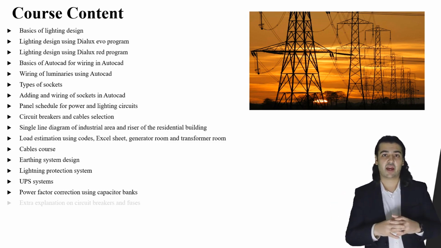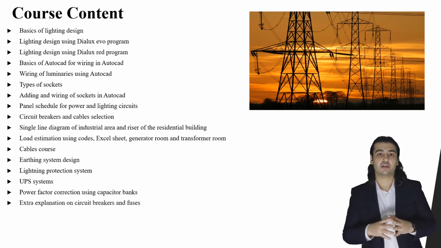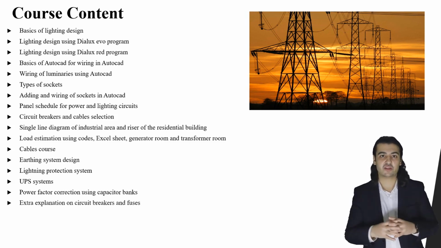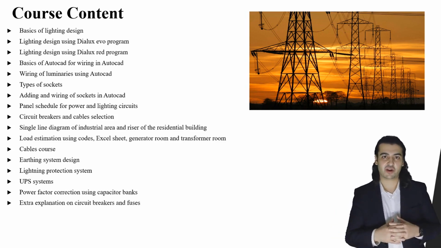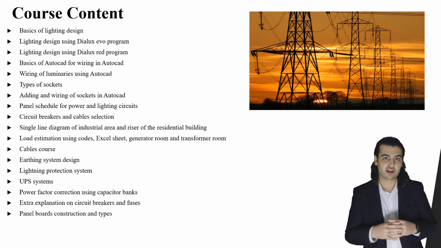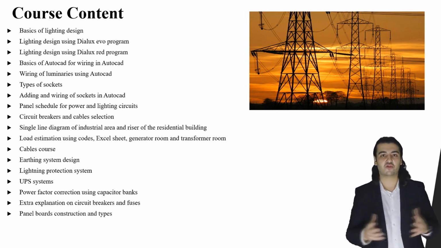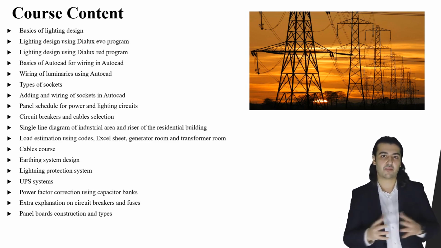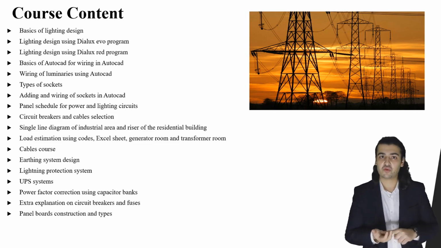Then we will have an extra explanation on circuit breakers and fuses in our system. We will talk about the medium voltage circuit breakers and how we can select them. We will also talk about the panel board design or the panel board construction and its types. We will also have several solved examples on the panel boards. We will understand how we can select cables, fuses, bus bars, and so on.